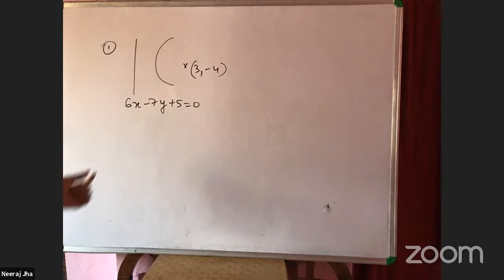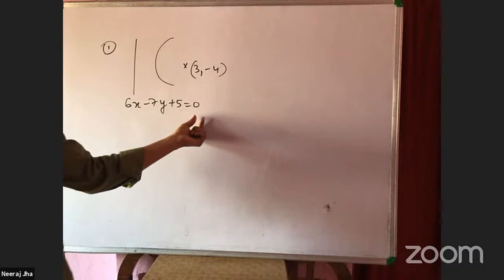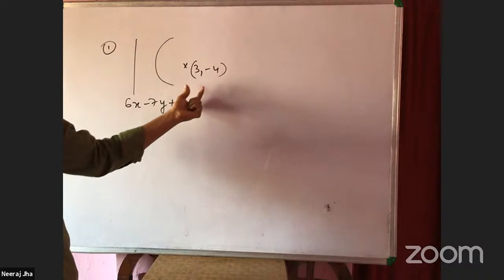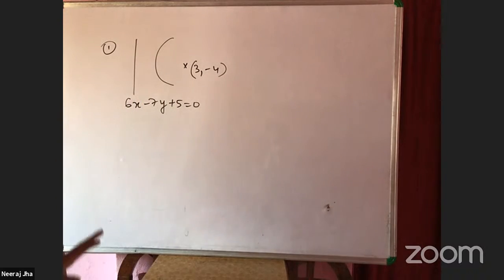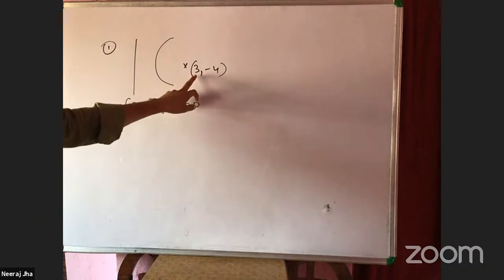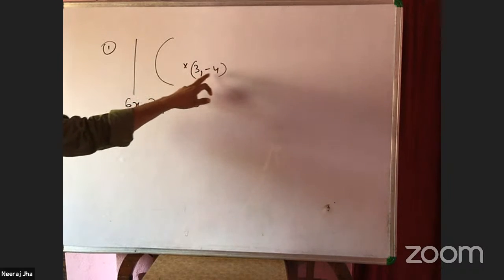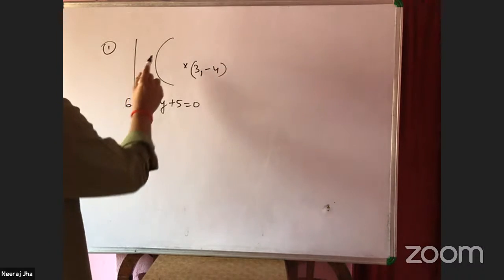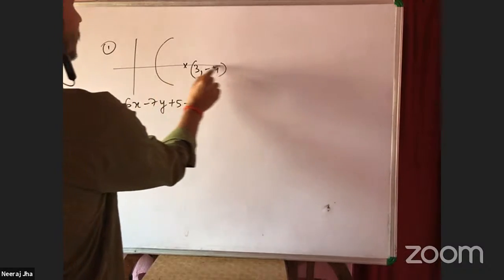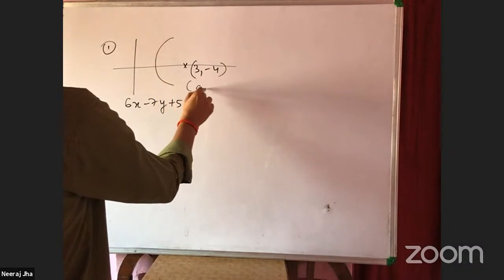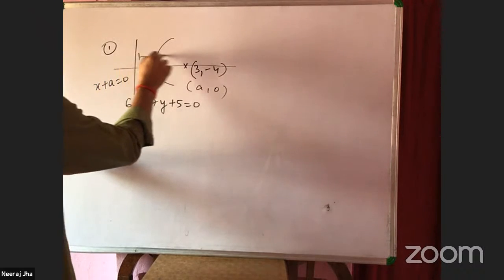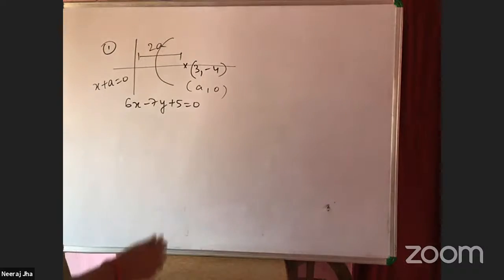So the directrix is 6x minus 7y plus 5 equals 0, and the focus is (3, minus 4). Now this is not a standard parabola, because the focus is not of the form (a, 0) or (0, b). In the standard case, the focus was (a, 0) and the directrix was x plus a equals 0. Hence the total distance between them was 2a.